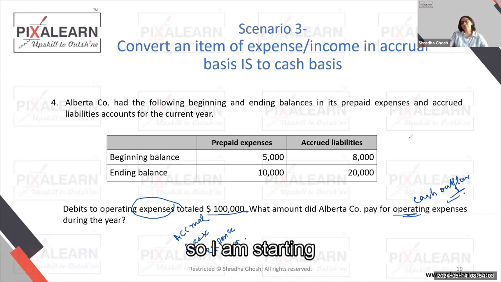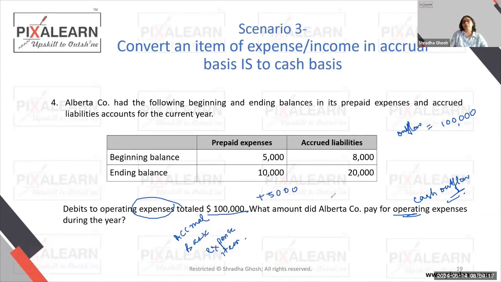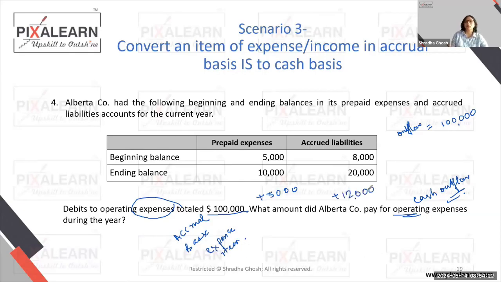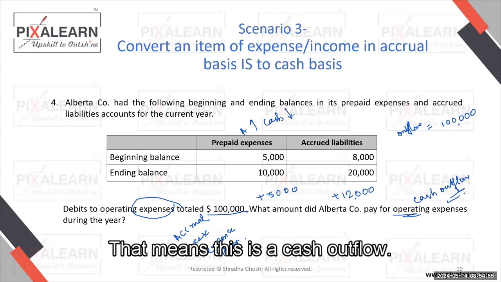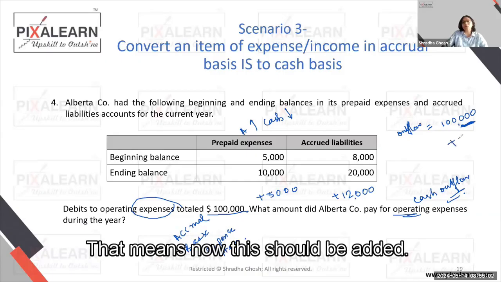Okay. So I'm starting with an outflow of $100,000. My prepaid expenses have gone up by 5,000 and my accrued liabilities have again gone up by $12,000. Prepaid expenses have gone up. What kind of an account is this? Asset. Asset is going up. So cash has to come down. That means this is a cash outflow. And you're already starting with an outflow. That means now this should be added.